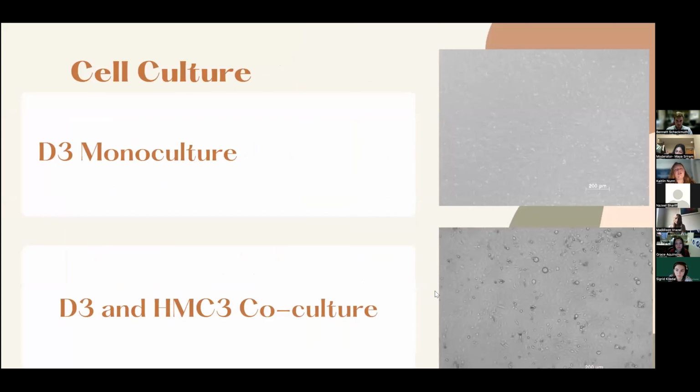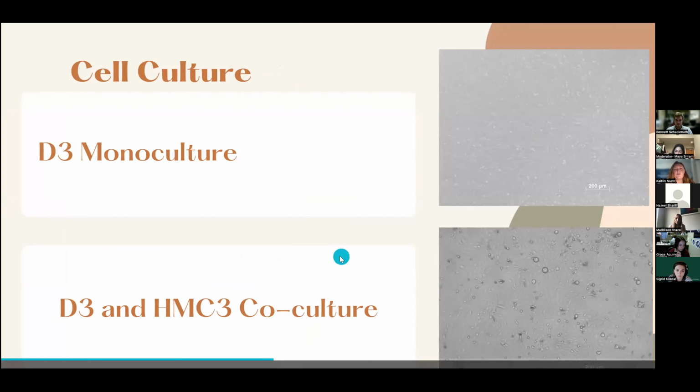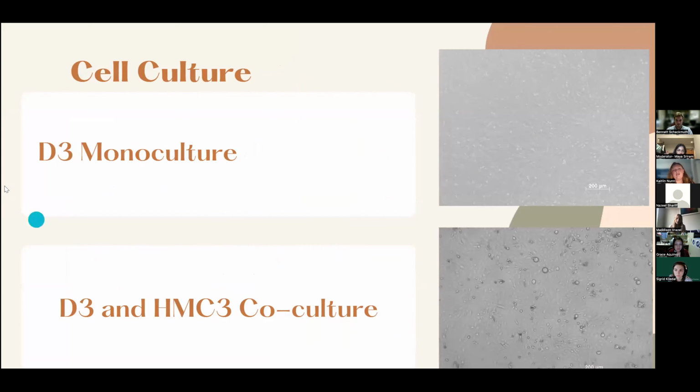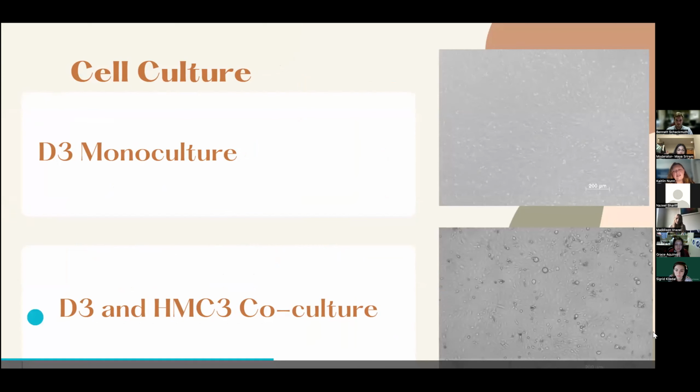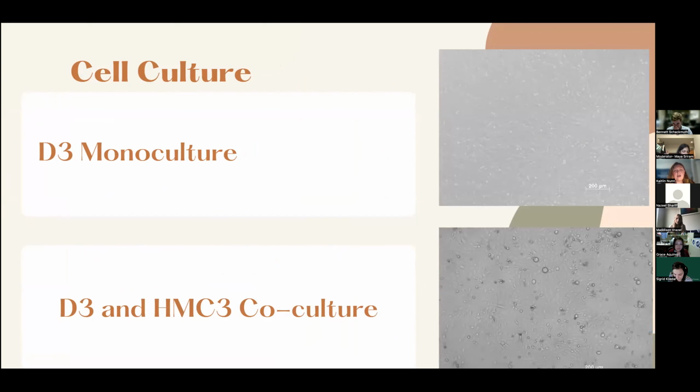So first up, I just wanted to mention our cell culture. For the D3 monoculture, D3s are our endothelial cells, and they are very important immortalized human endothelial cells that give us an in vitro form of the blood-brain barrier, because we can't exactly ask people to inhale diesel exhaust particles for research. So for now, we're using human endothelial cells in cell culture.